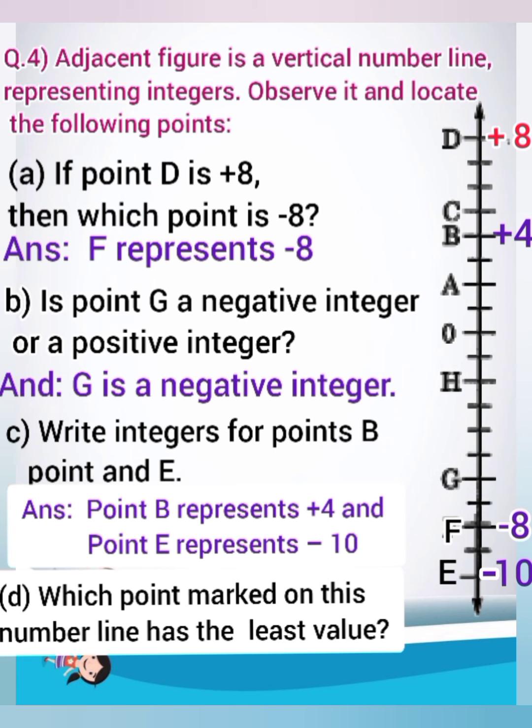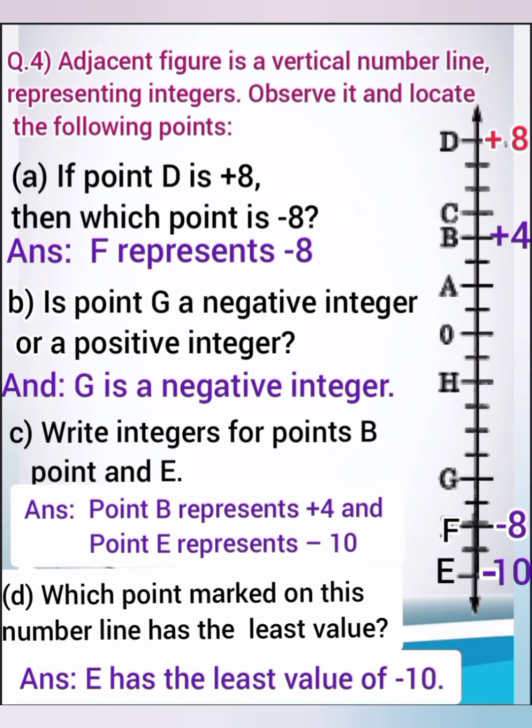Now let's solve sub question D. Which point marked on this number line has the least value? Least value means lowest value. Here on this number line, minus 10 is the lowest value. So point E has the least value, that is minus 10. Is that clear, my dear students? So we will write here: E has the least value of minus 10.